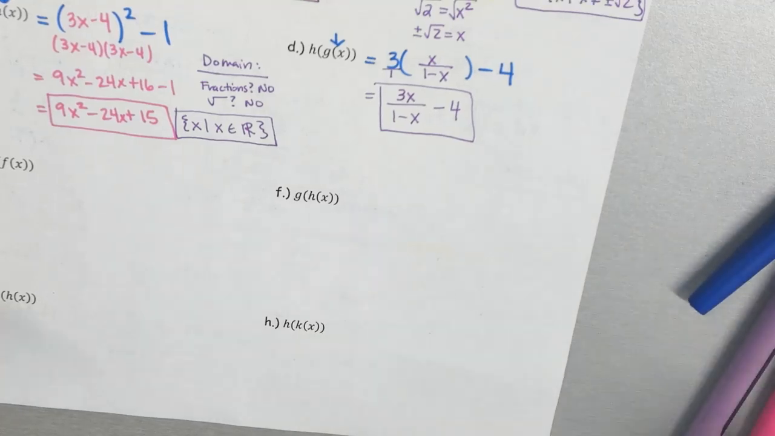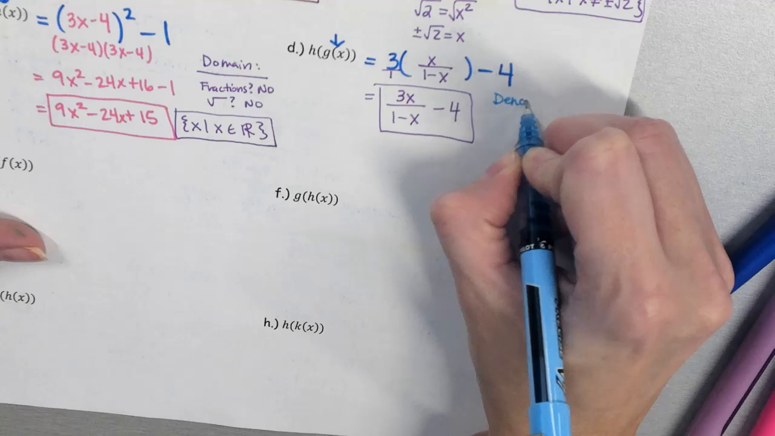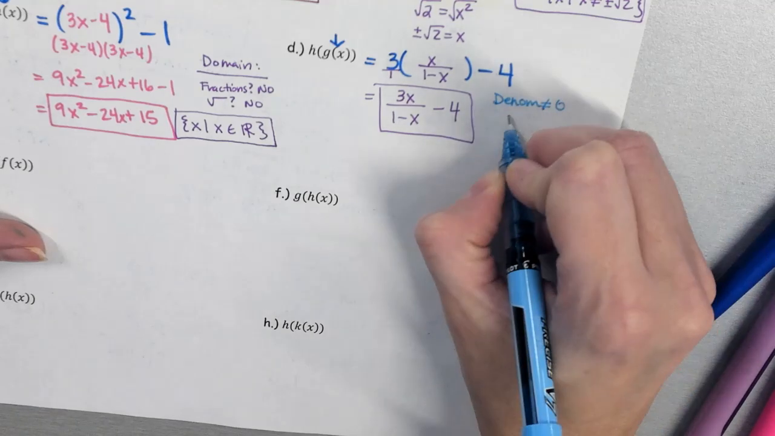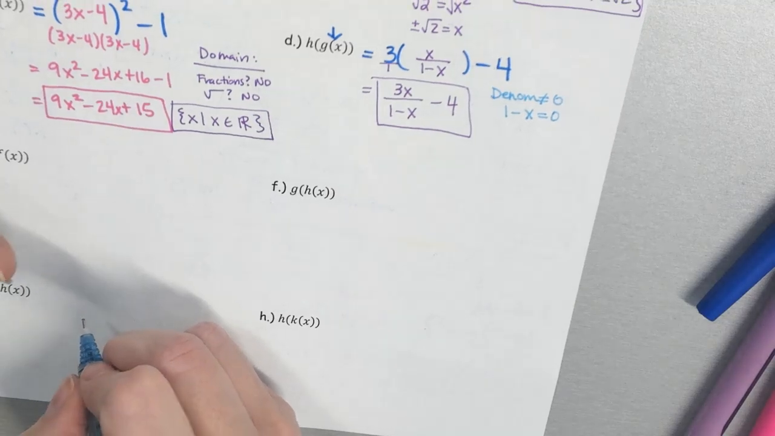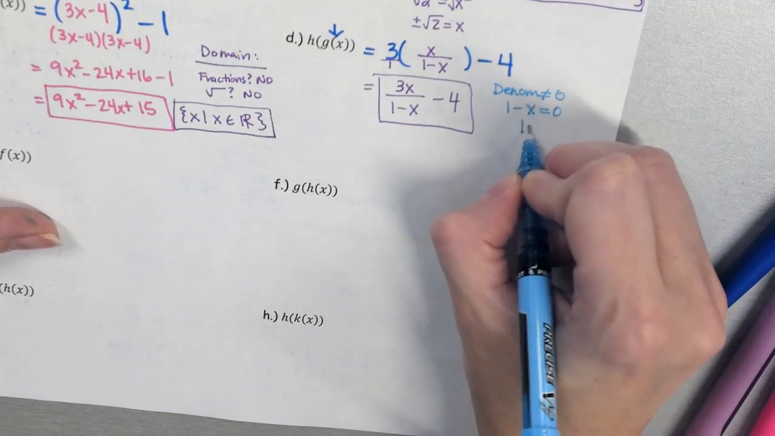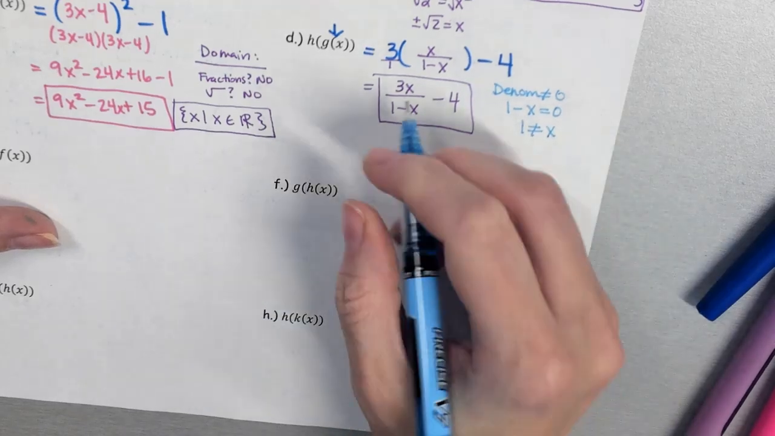And then we do have a fraction. So anytime you have a fraction, you got to find that restriction. So if 1 minus x is equal to 0, I would add x to both sides, which means x can't be 1.